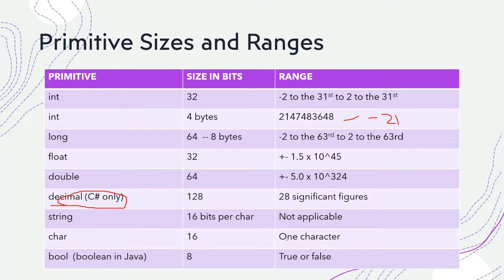Character is one character only, and that's 16 bits. For the string, it's 16 bits per character. So again, string and character are just the same. However, string accepts many letters, many characters, and many numbers. However, character can only accept one letter, one character, or one symbol, or one number.